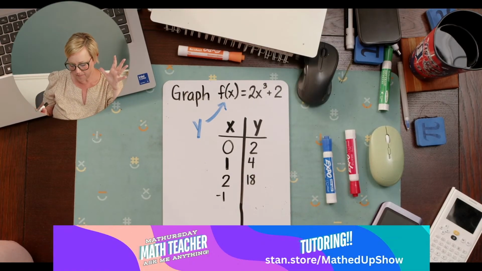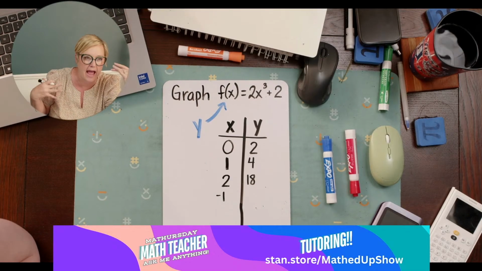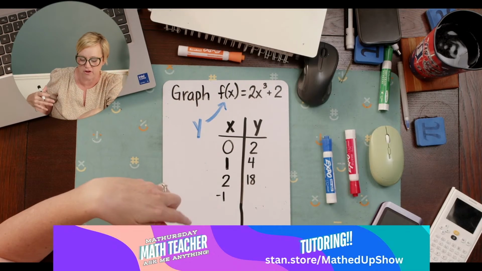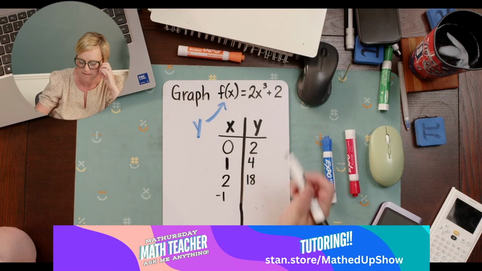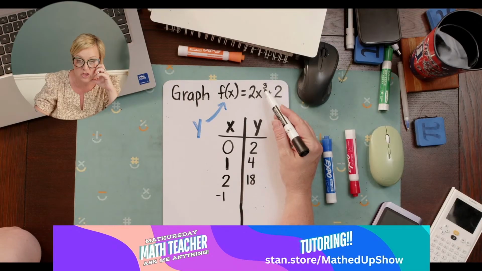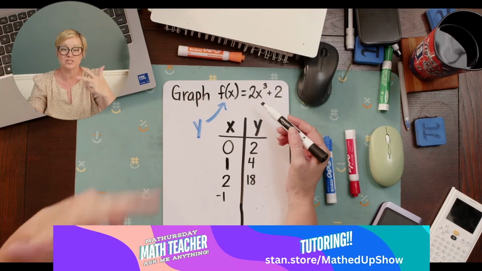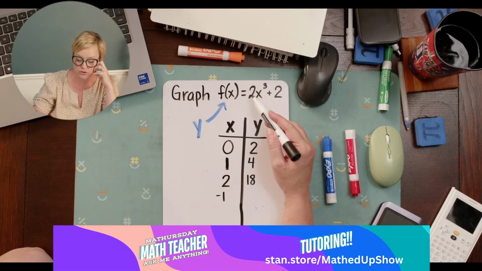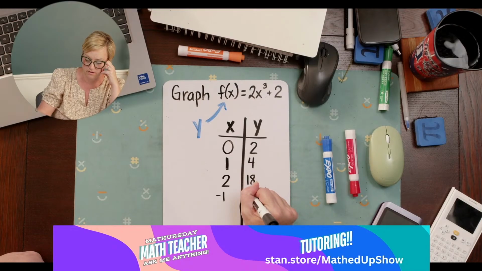But I find it a little bit easier when I don't know what I'm going for. I find it easier to just pick a value for x and then plug it in and solve for y. So -1 cubed is -1 times -1 times -1, which is -1. So 2 times -1 is -2, plus 2 is 0.